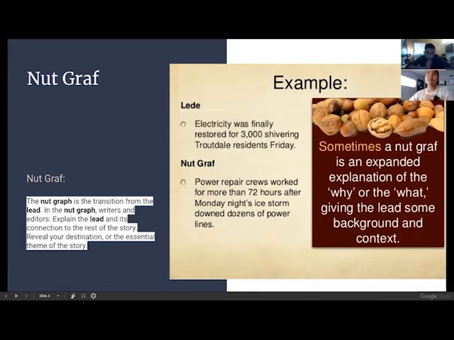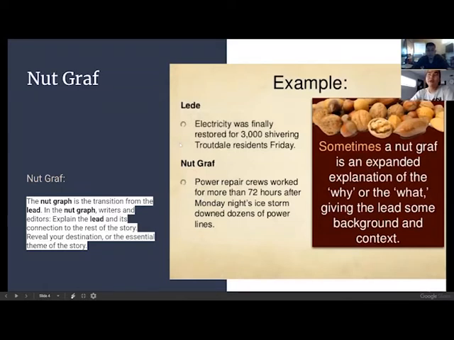So for example, we have here, the lead is: electricity was finally restored for 3,000 shivering Troutdale residents Friday. We know who, Troutdale residents, we know what, electricity, we know where, it's Troutdale, we know when, Friday. So we had the key information. In the nut graph, we get an explanation and it connects us to the story. Power repair crews worked for more than 72 hours after Monday night's ice storm downed dozens of power lines. So this gives us more information.